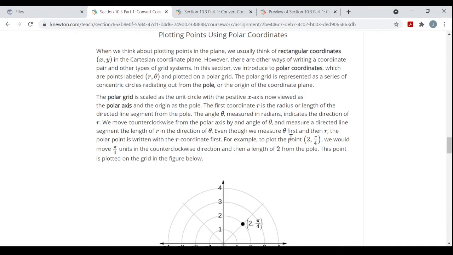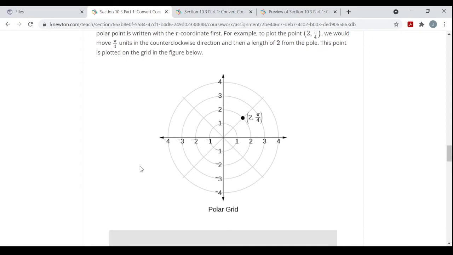Even though we measure theta first and then r, the polar point is written with the r coordinate first. For example, to plot the point (2, pi over 4), we would move pi over 4 units in the counterclockwise direction and then a length of 2 from the pole. I'll actually draw that out as an example. They said you can do theta first and then r. I'm saying you can do both. I'll show you both.